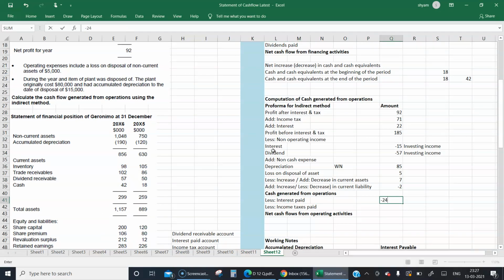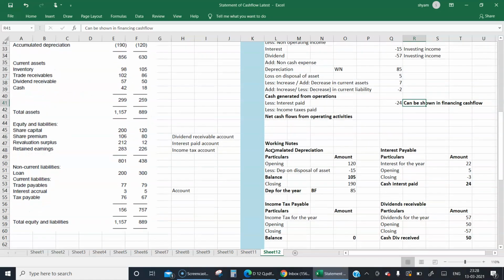So that interest paid of minus 24 you can show here itself. You can also show it in financing cash flow. We'll mark it as an important point. You can also show that, that's not a problem. We have shown it here.